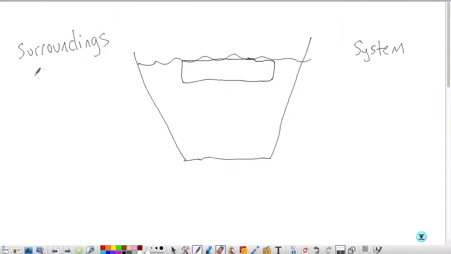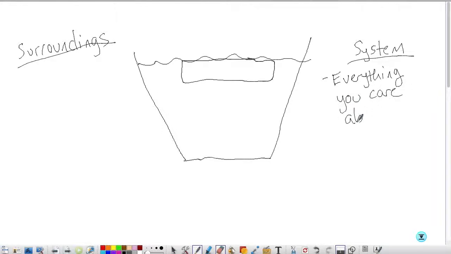Okay, the system, let's not cross things up. The system is basically everything you care about. And the surroundings are basically everything else.